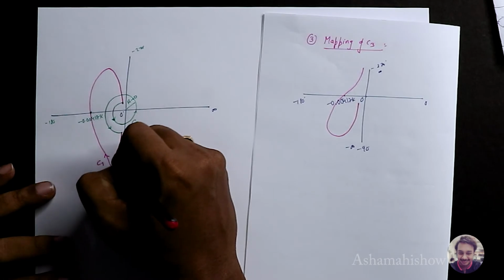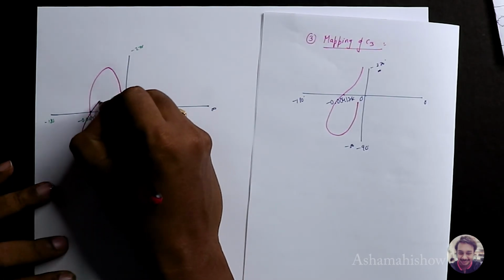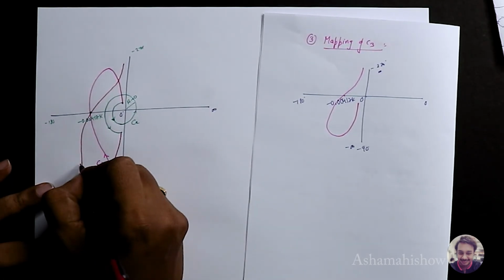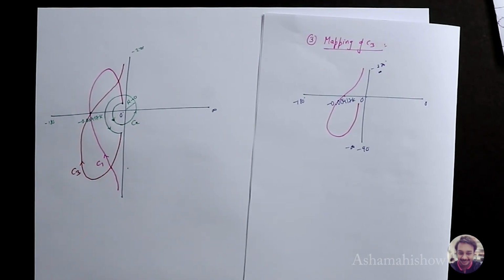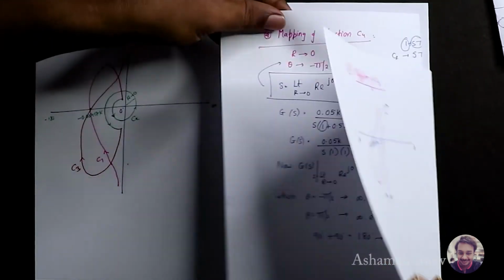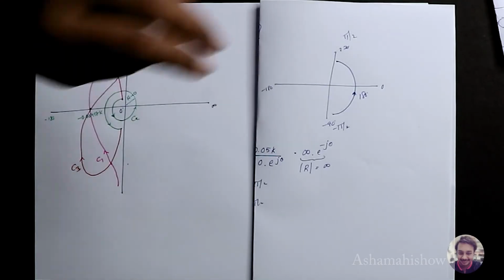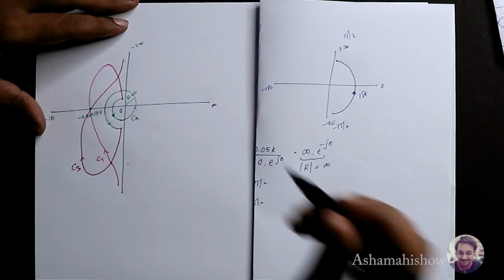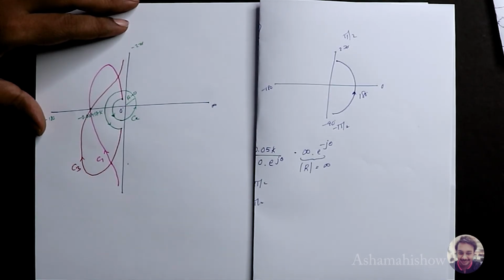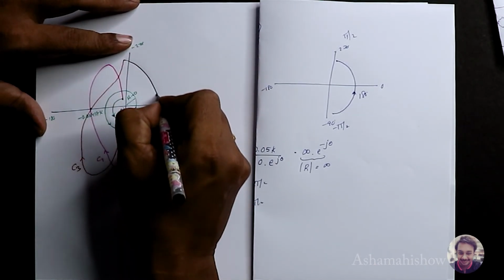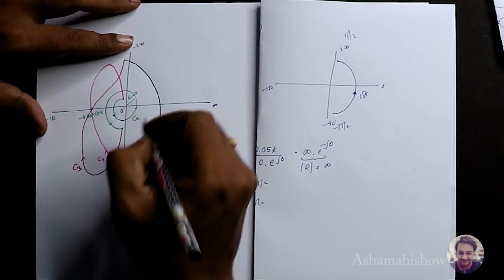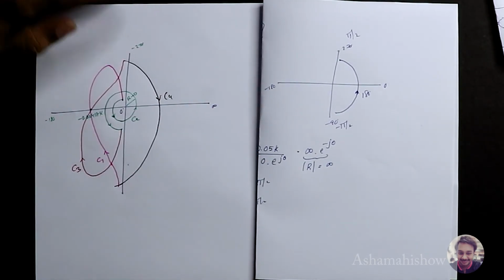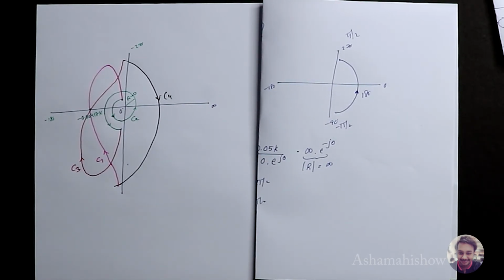Okay, this is your C3. Okay, now if we take out C3, your C4 is remaining. It starts with pi by 2 to minus pi by 2. So this is how you need to draw this one. Okay, you need to draw this on a graph paper.